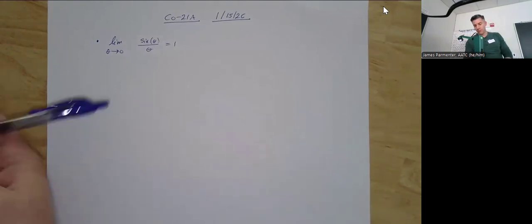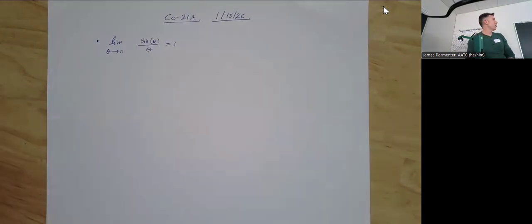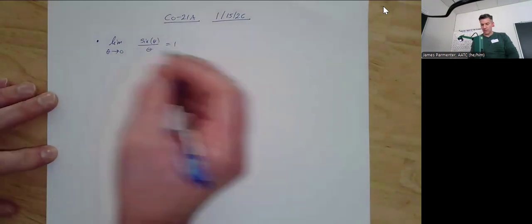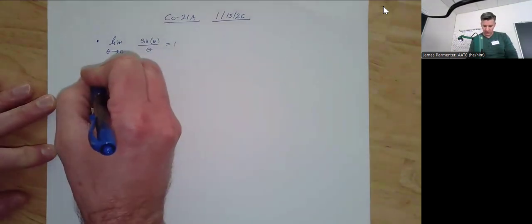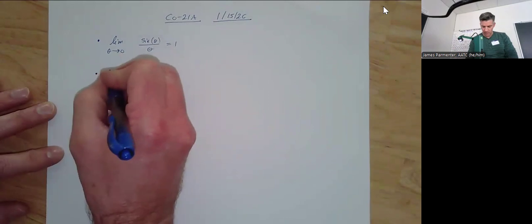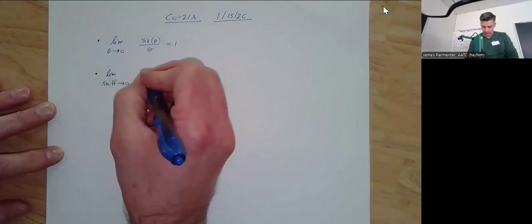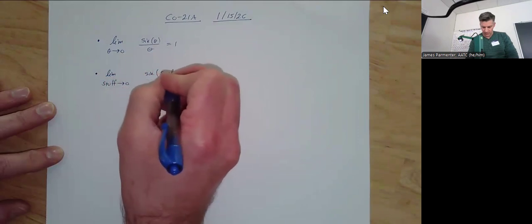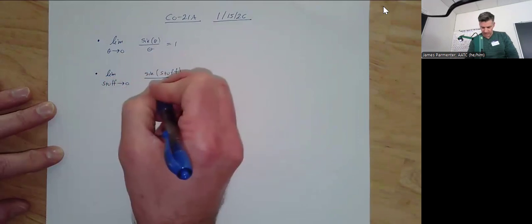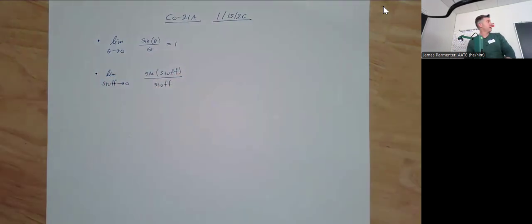That said, there's a lot of things we do with this. So we use this fact, and I would say more generally, the way you want to think about this is that if you have the limit as some stuff approaches zero of sine of that stuff divided by the exact same stuff, that limit is one.